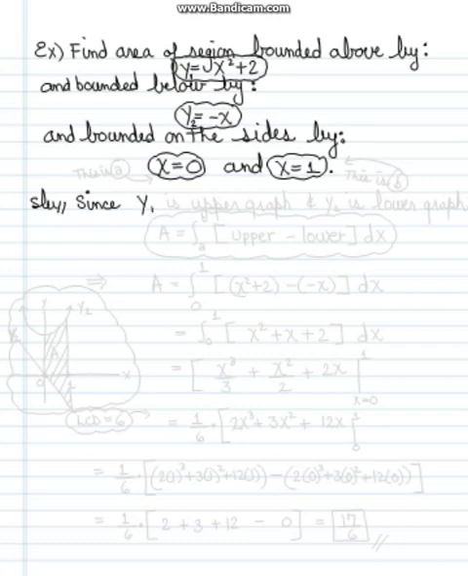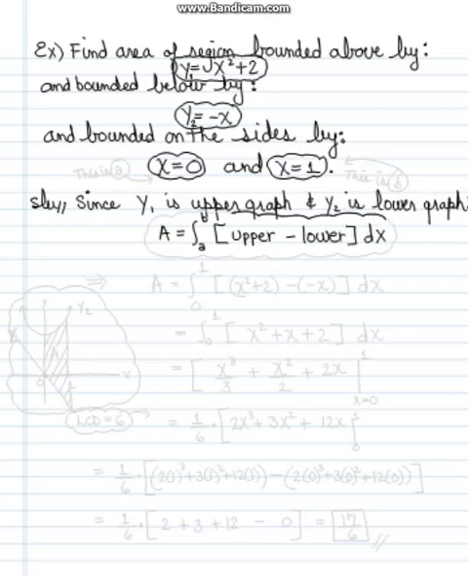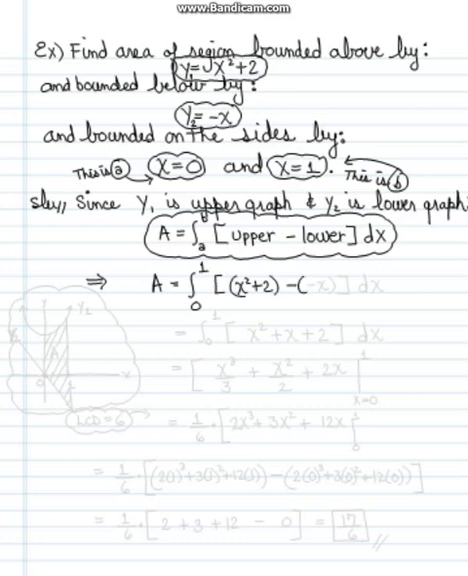Since y sub 1 is the upper graph and y sub 2 is the lower graph, we have the formula A equals the integral from the lower x value a to the upper x value b of the upper minus the lower function dx. So A equals, this 0 is our lower bound, and 1 is our b value, our upper bound. So our integral is from a to b, 0 to 1, of the upper function x squared plus 2 minus the lower function, minus x. There's no y's here. Everything is x, dx.